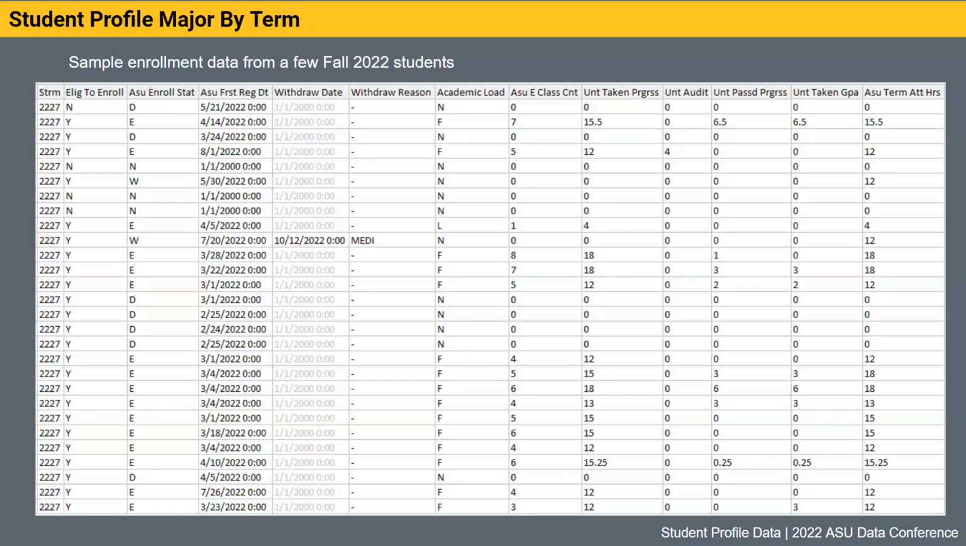Here is enrollment from a few dozen students in a particular term, just showing you what it looks like. It's not very exciting. It's pretty basic. But here I highlighted this one in the middle where there is a withdrawal date posted, and you can see that was a medical withdrawal. Those are the only ones that get posted in the middle of the term when we know that they're not going to re-enroll.